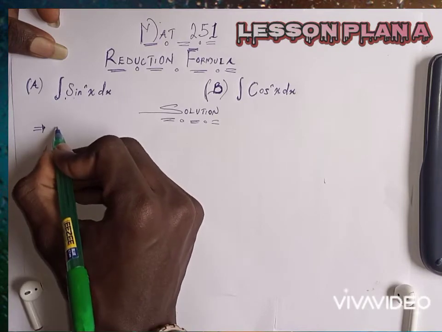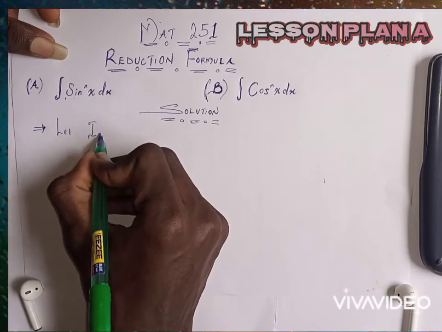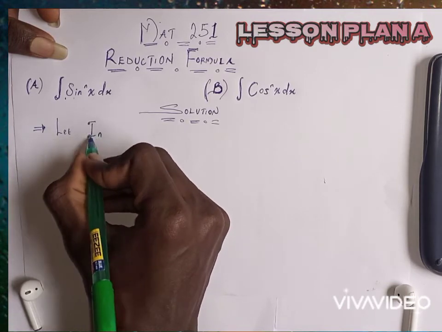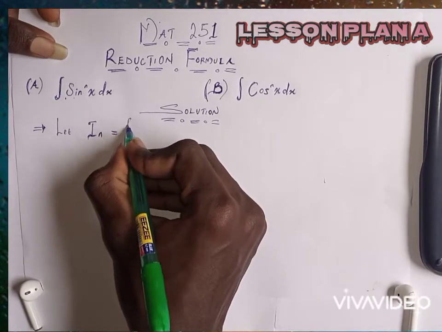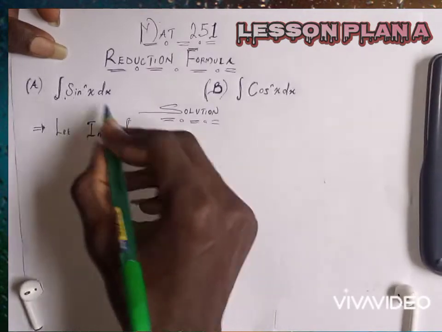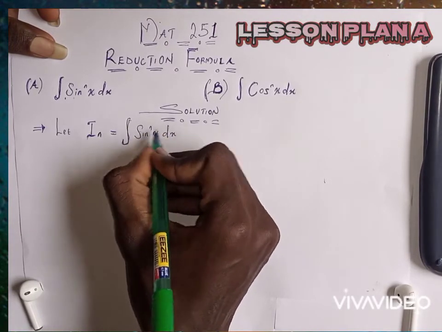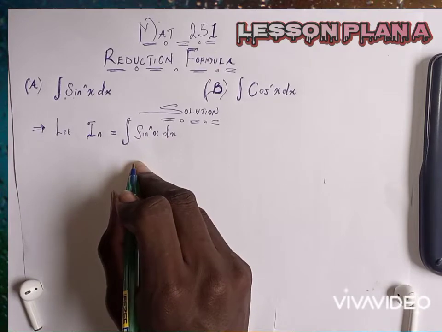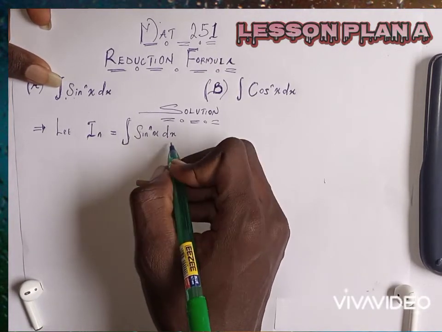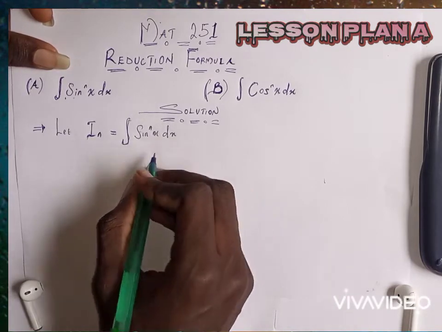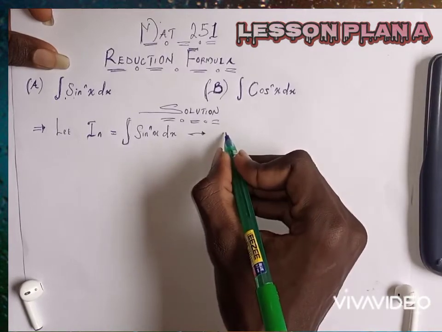At first, we let I_n, the integral of sin^n x, be equal to the integral of sin^n x dx. Then after we let this I_n be equal to the integral of sin^n x dx, the next thing for us to do is to manipulate. But at first, I would like to introduce something.